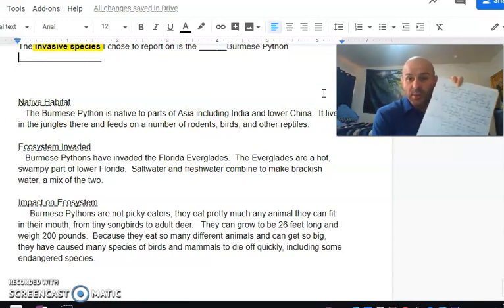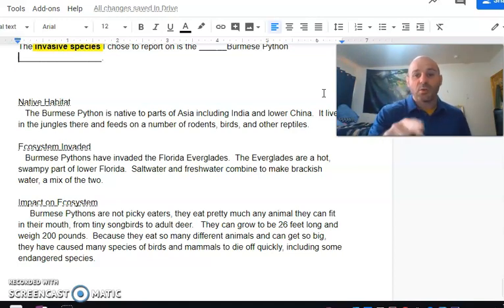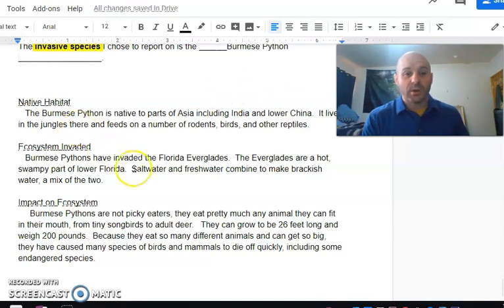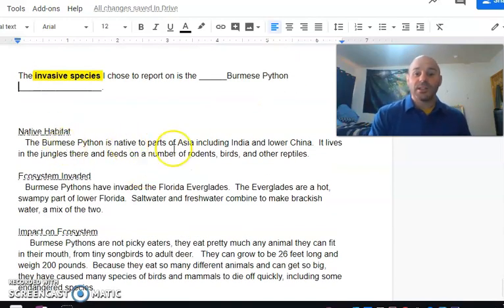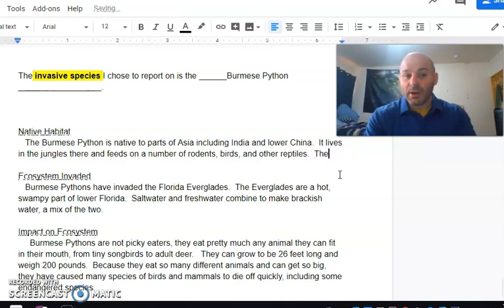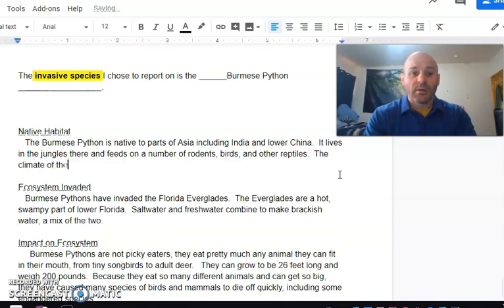I took notes on a piece of paper as I read my article about the Burmese python. Remember, I was paying close attention to what is the native habitat, what ecosystem was invaded, and what is the impact on that ecosystem. So that's what I was looking for as I read and took notes. I wrote, the Burmese python is native to parts of Asia, including India and lower China. It lives in the jungles there and feeds on a number of rodents, birds, and other reptiles. I might add a little more, maybe about the climate of that habitat. The climate of the jungles there is very humid. That means a lot of moisture in the air, and hot.